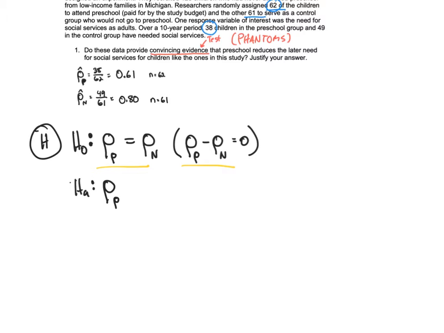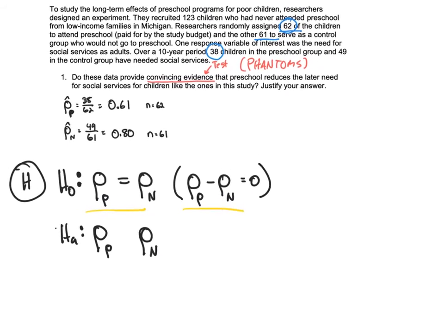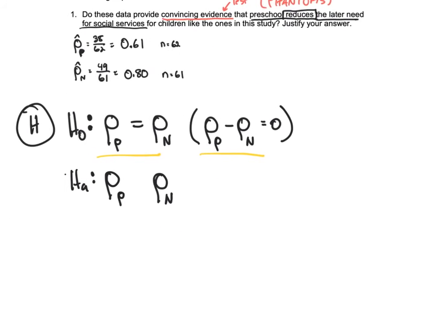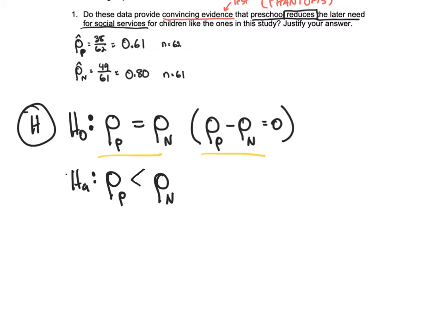All right, alternative hypothesis. P of preschool, P of no preschool. What do we believe? What is the belief? Do these data provide convincing evidence that preschool reduces the later need for social services? So preschool is less than the not preschool. Or if you like to write it like this, preschool minus the not would give me a negative value, or less than 0. You can write it either way.